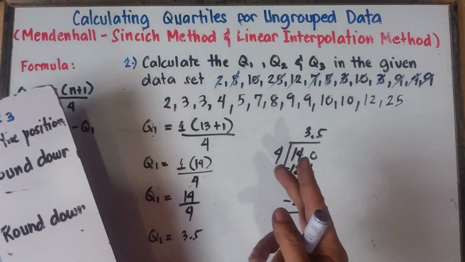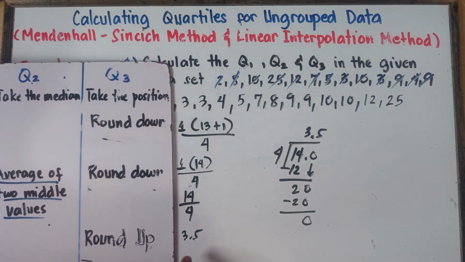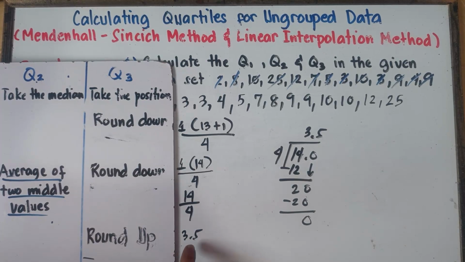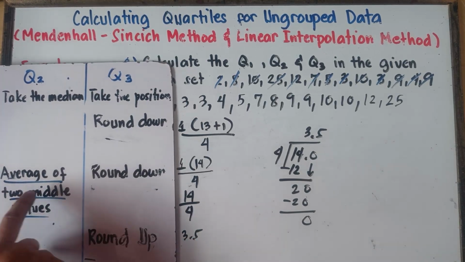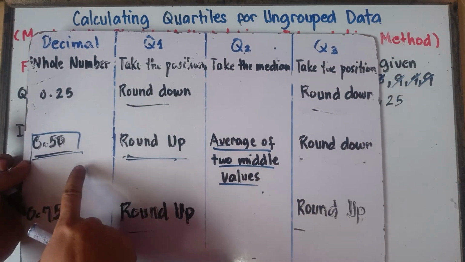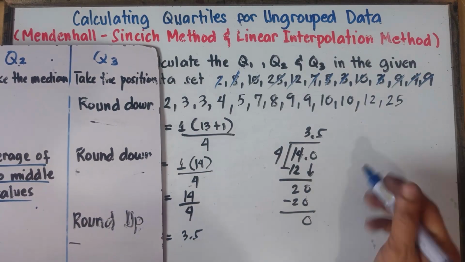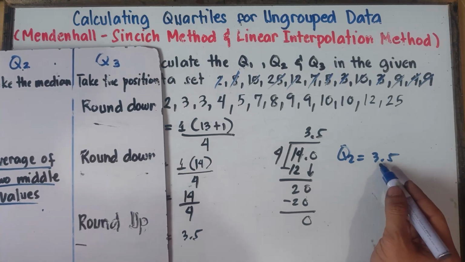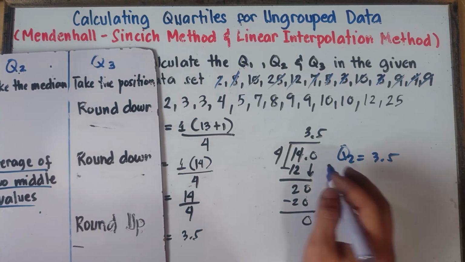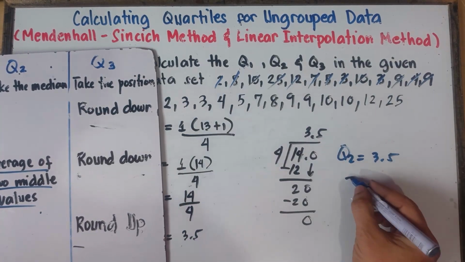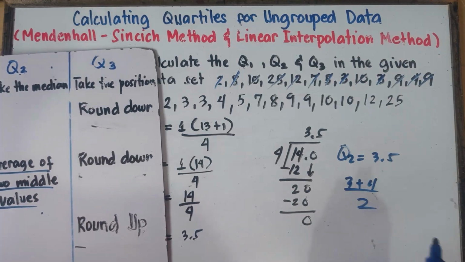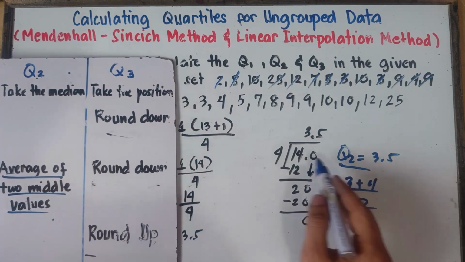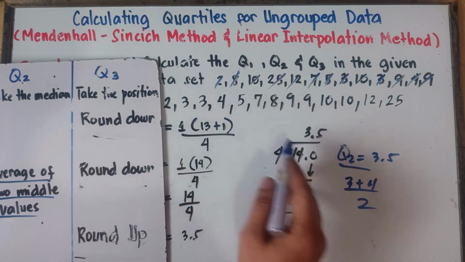Just as an example, class: if you're looking for quartile 2 and the answer is 3.5, the 0.5 means you take the average. So for 3.5, the average of the two middle numbers would be the 3rd and 4th positions. So 3 plus 4 divided by 2. This is what you will do, class, for quartile 2: the average of the two middle values.